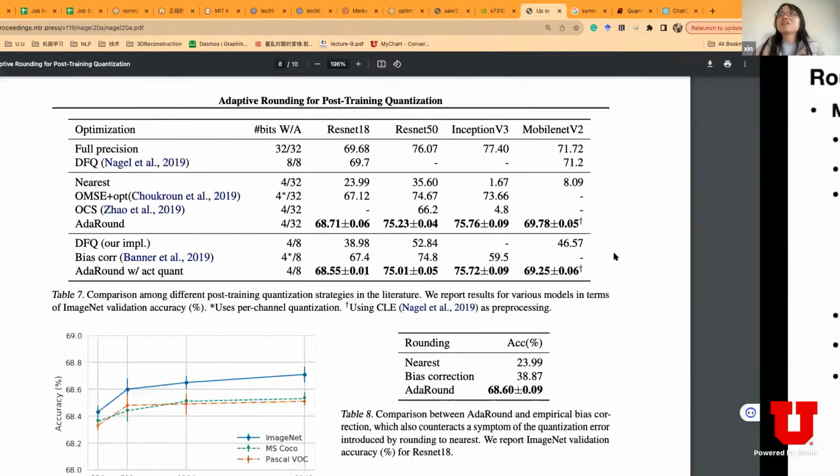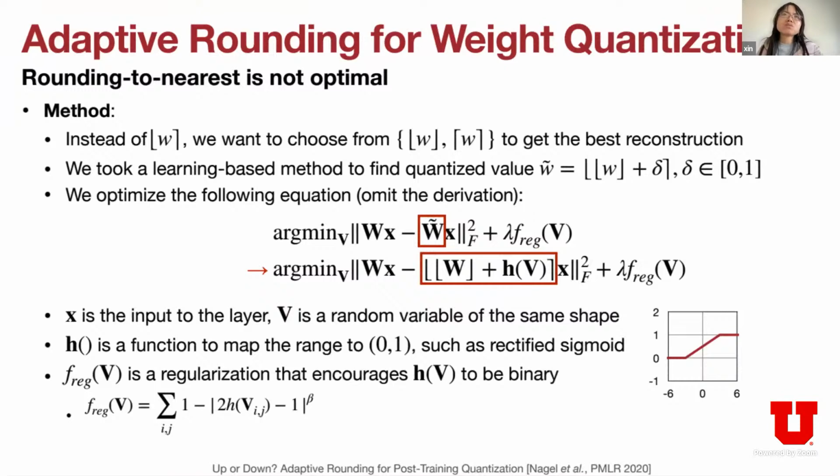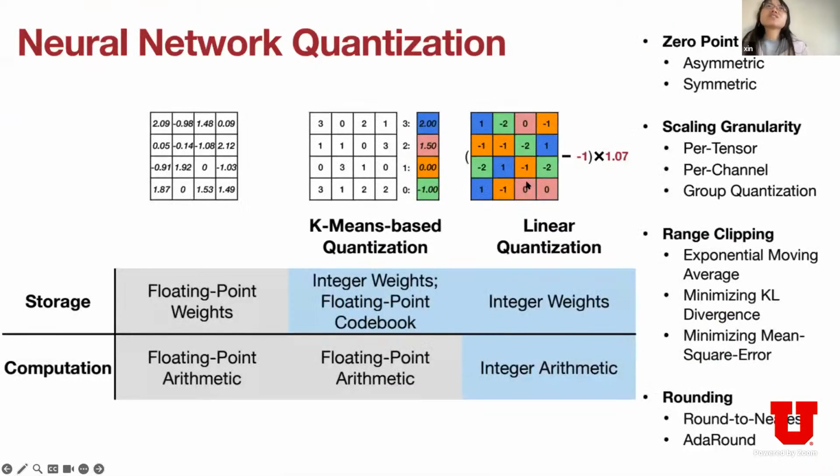Yeah, but today I only want to introduce this concept that rounding to the nearest may not be optimal. So that's it. For today, I introduced linear quantization. For linear quantization, there are a few things we can choose. Firstly, the zero point, asymmetric or symmetric, and the scaling granularity.